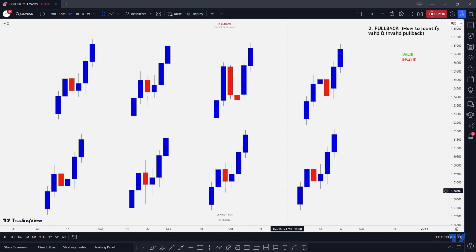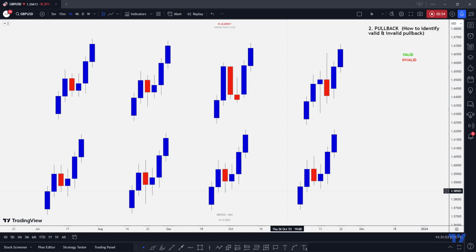Now, it's very important to know how to identify a valid pullback and an invalid pullback based on this system. It's like the unseen foundation, and without proper understanding you'll get a lot of things wrong. A lot of people don't know that being able to identify proper pullbacks is very important because it strengthens the foundation of you being able to map out market structure in price.